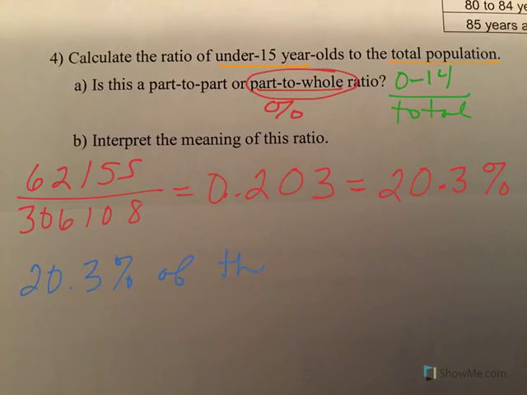So interpretation, 20.3% of the 2011 U.S. population were children. So roughly 1 in 5, because that would have been 20%. Okay.